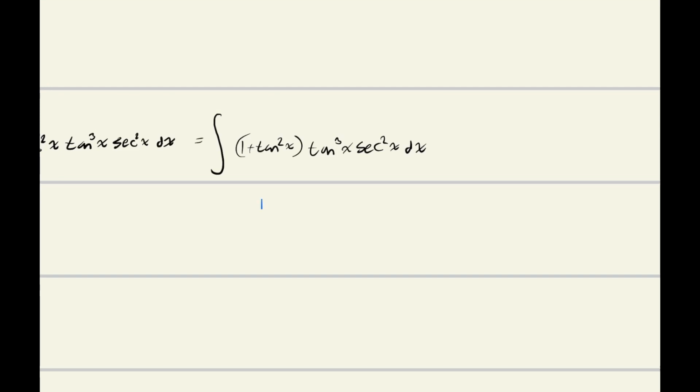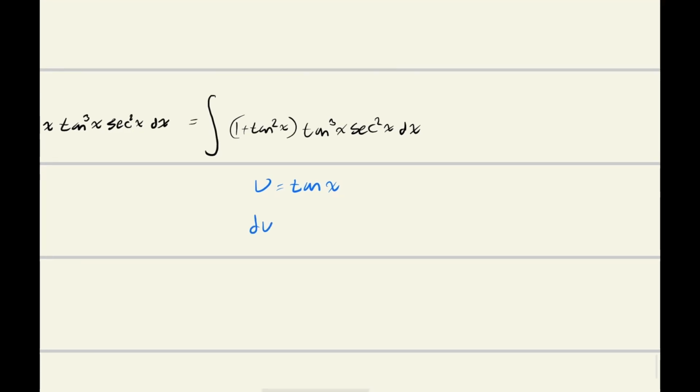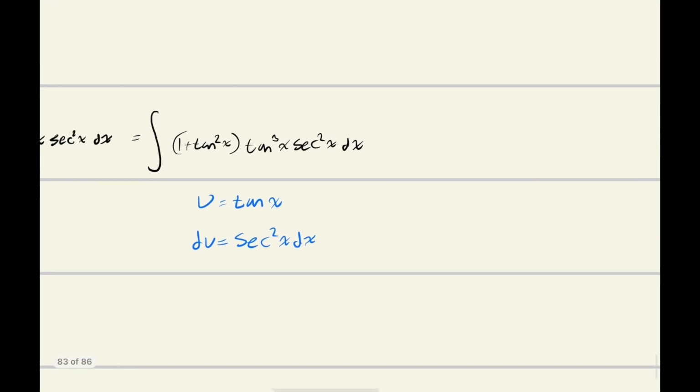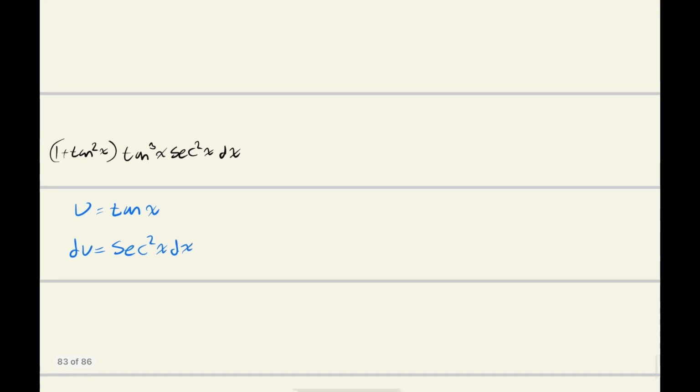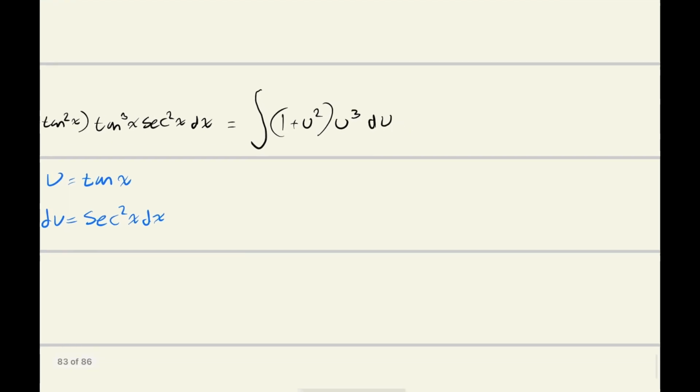Then we can use u substitution, where u is equal to tan x and du is equal to secant squared x dx. So we can go ahead and replace the secant squared x dx and tan x, and we would get the integral of (1 plus u squared) times u cubed du.